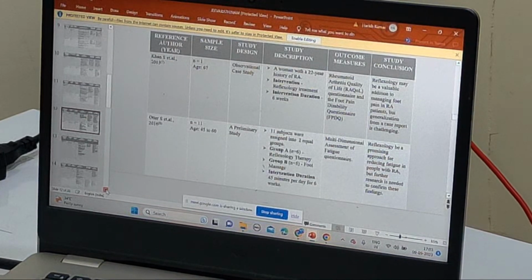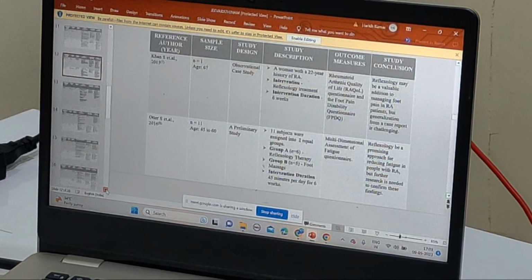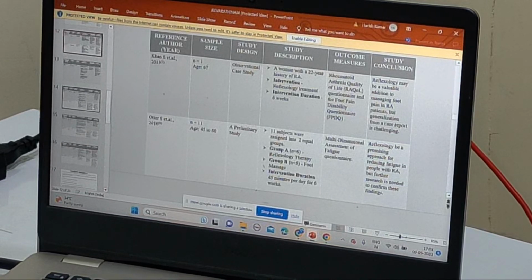And next are three studies involving reflexology therapy. Reflexology is applying different pressure in the foot, ear, and other parts of the body. In 2015, a case study by Khan and others received 6 weeks of reflexology treatment, and it showed potential for managing foot pain.